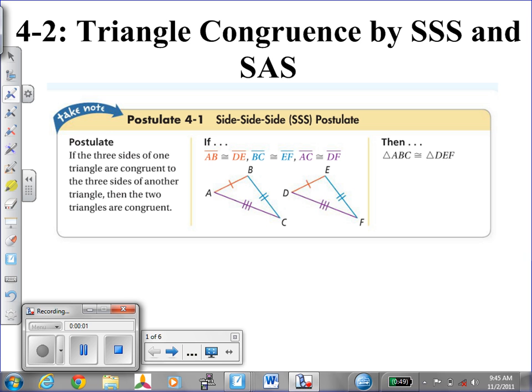So today, we are going to talk about triangle congruence by side, side, side, that's SSS, and side, angle, side. SSS, that's all you put.